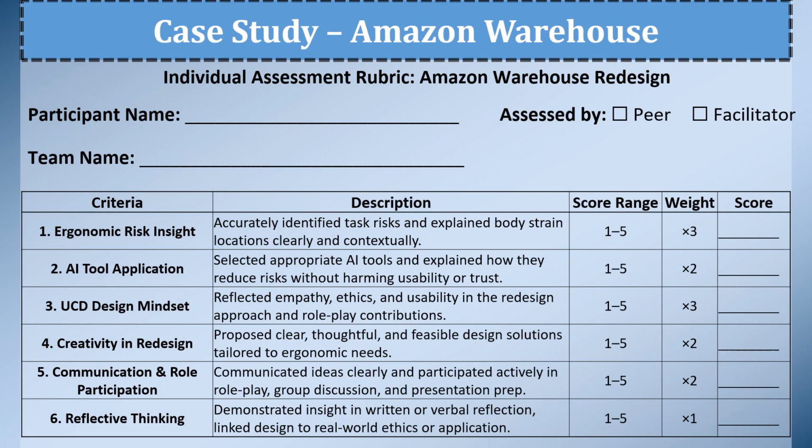And then the individual assessment. So previously we had the teamwork, now here is the individual. Risk insight, AI tools, UCD design, creativity in redesign, communication and role participation, and reflective thinking. These are the details, and you have a score of 1 to 5. Let's say you give 2 here, so 6 will be here. So here you will write down the individual assessment rubric.